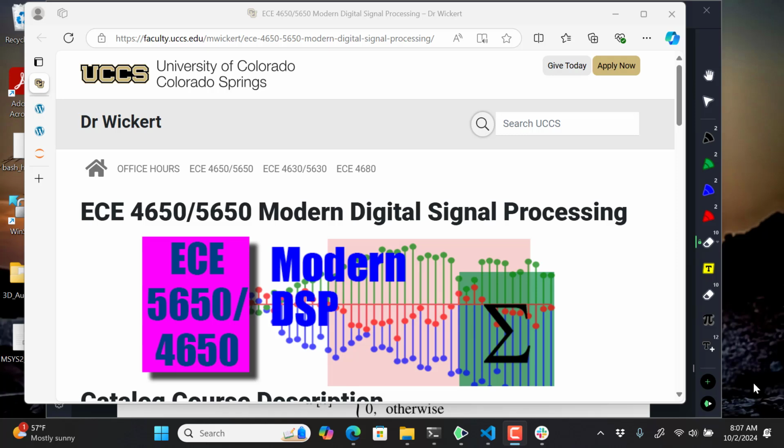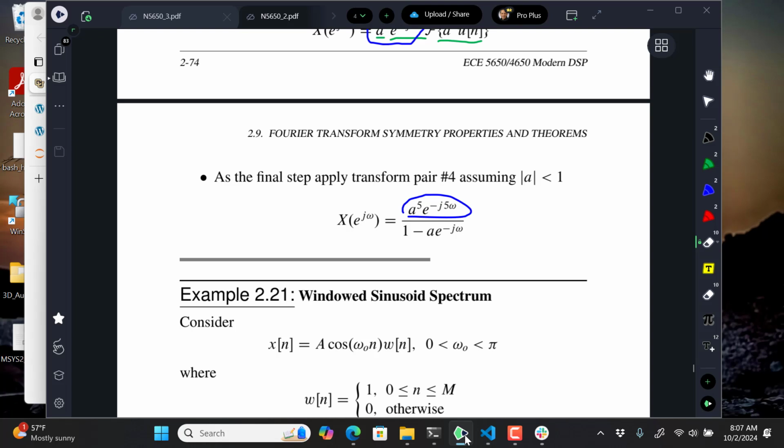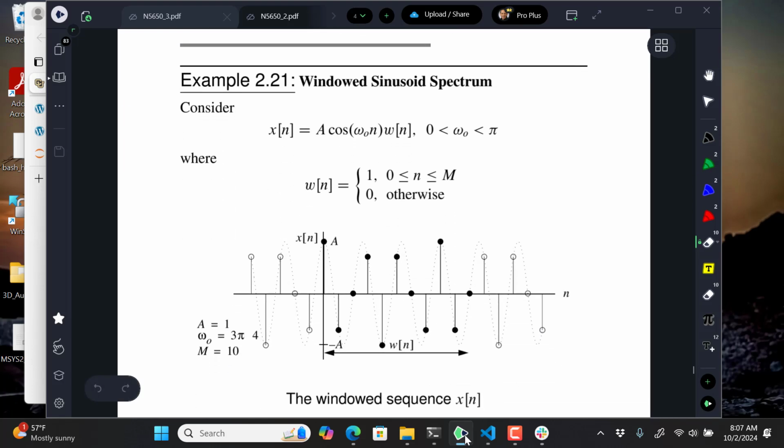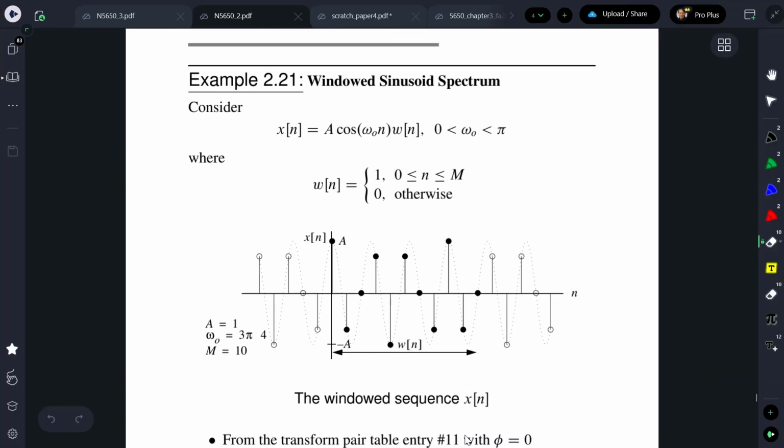Before we actually go there, though, what I want to do is finish up one example from the end of the last chapter. I jumped ahead just at the close of class to cover things for homework that was due, but I skipped over this example called windowed sinusoid spectrum. And this is a really important topic.